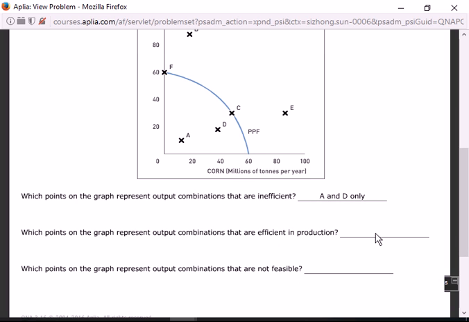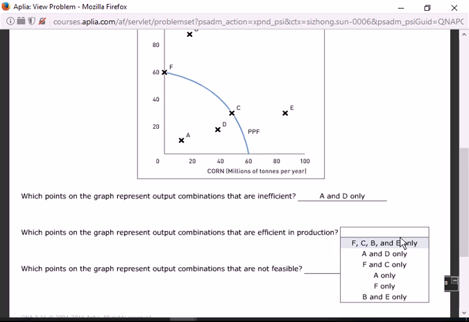Which points on the graph represent output combinations that are efficient in production? Clearly it should be the points on the PPF, because the PPF is the maximum level of output combinations that could be produced given the resource endowment and technology. So that's F and C.